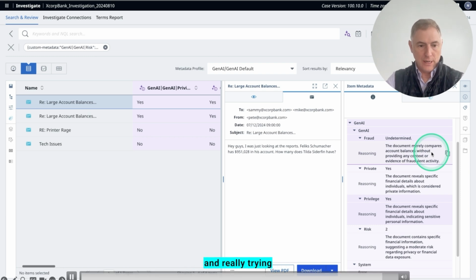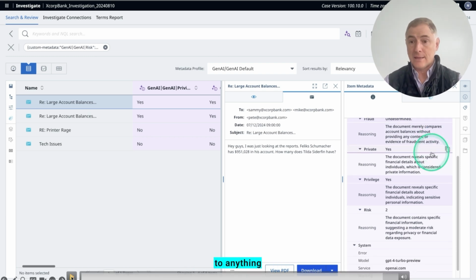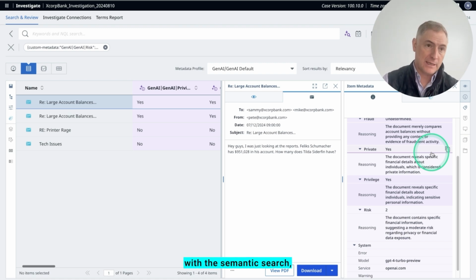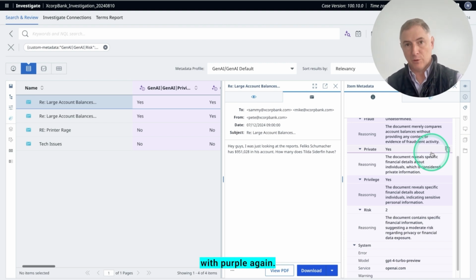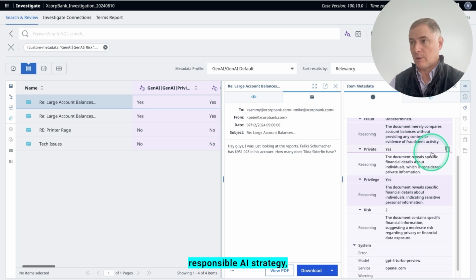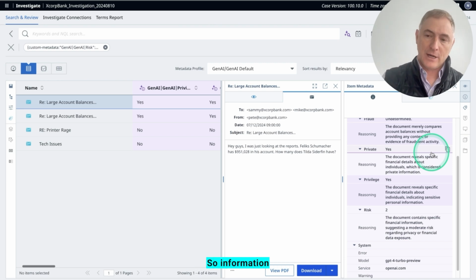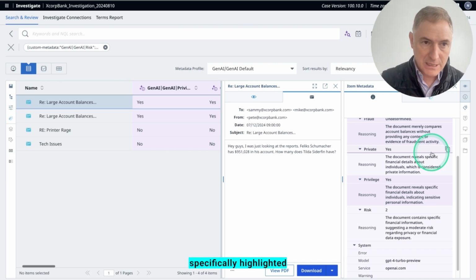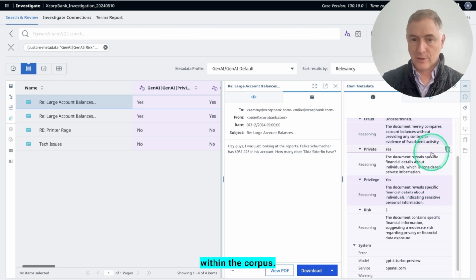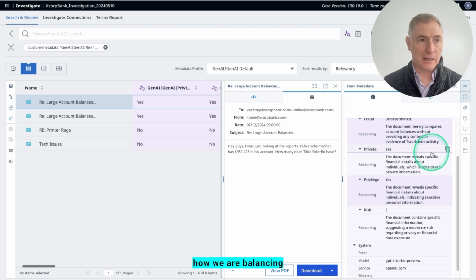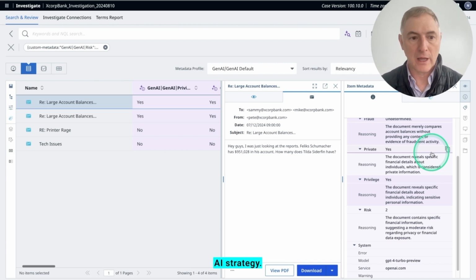We've started to think about color coding and really trying to draw your eye to anything that is generative or AI specific. So you saw with the semantic search, we were using the purple color coding. You see with the generative AI, we're also highlighting things with purple. Again, this is all part of Nuix's responsible AI strategy, where we're trying to draw you to and differentiate what we consider evidentiary information. So information that can be specifically highlighted and shown to exist within the corpus, so your keyword, your text, your metadata, all that type of stuff. So again, thinking about how we are balancing and really living that responsible AI strategy.